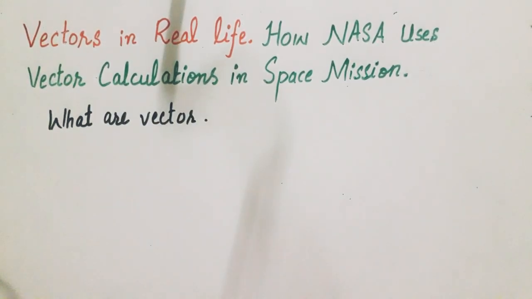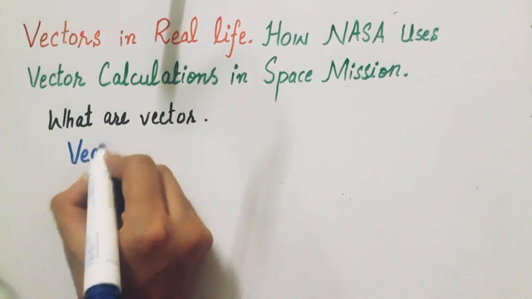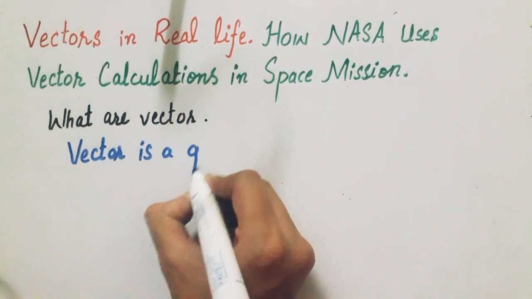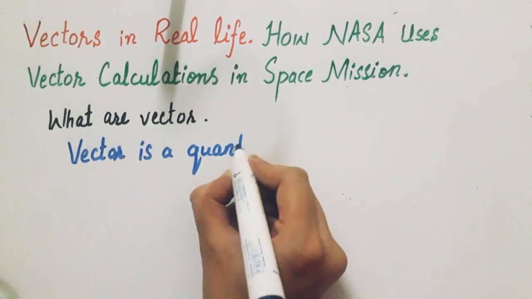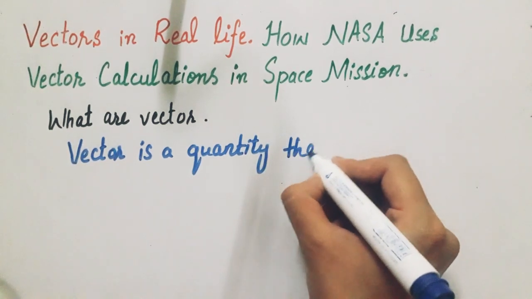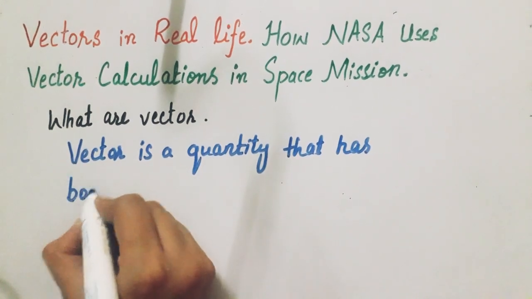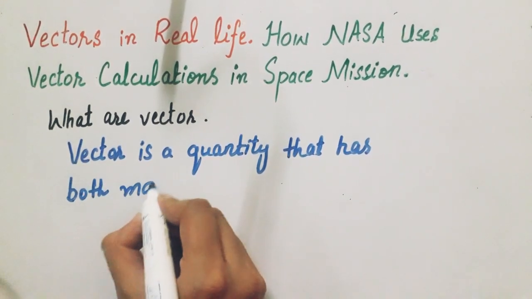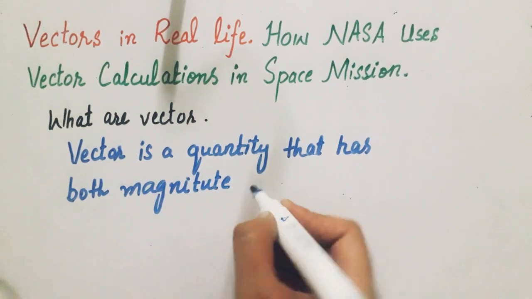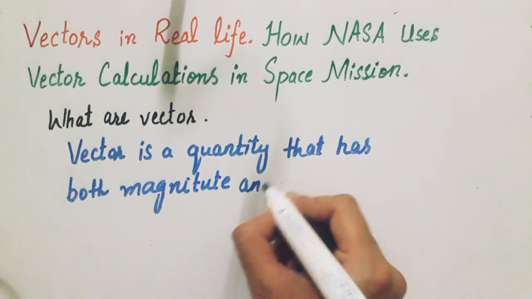A vector is a quantity that has both magnitude and direction. It has both magnitude and direction.